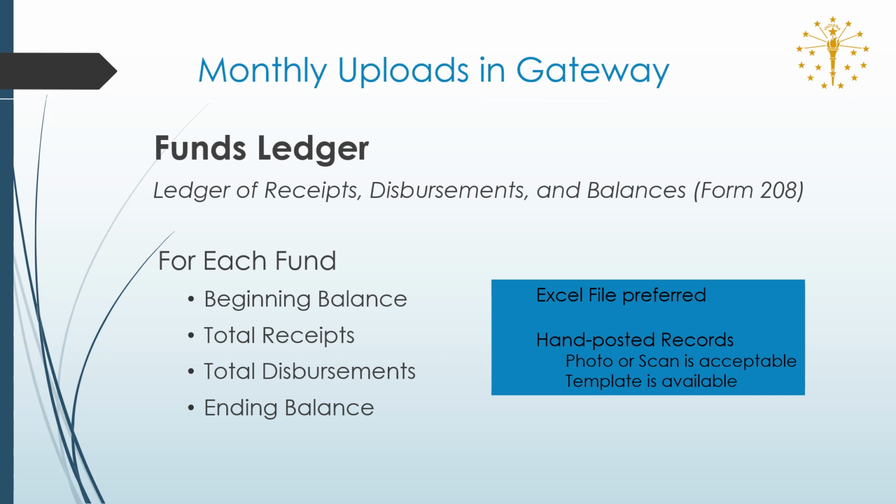An Excel file is preferred if you have computerized records, but is not required. If you have manual records, you can upload or scan a photo of your manual records that include this data. We have provided a link to a manual records template in the Gateway User Guide and on our webpage that allows you to input the information into Excel and upload to fulfill this requirement if you prefer.